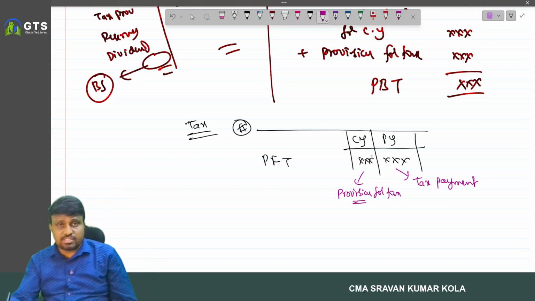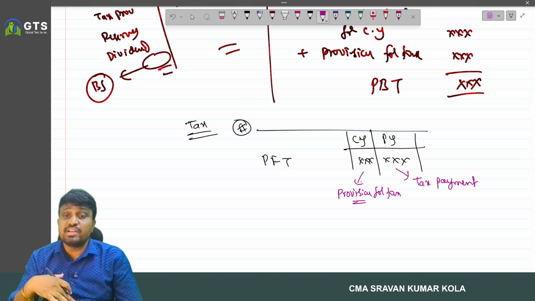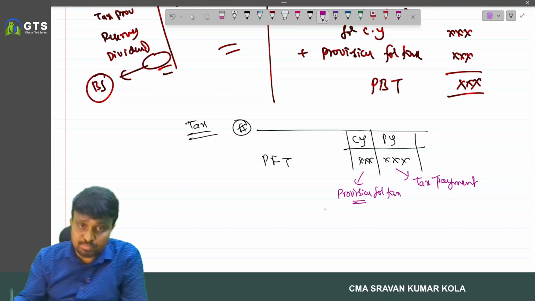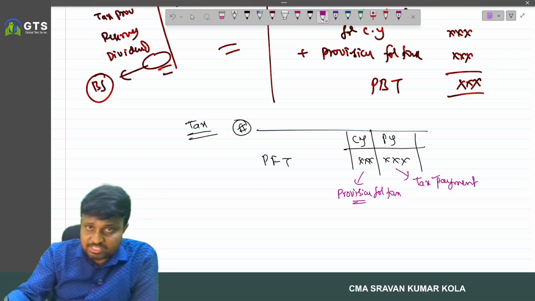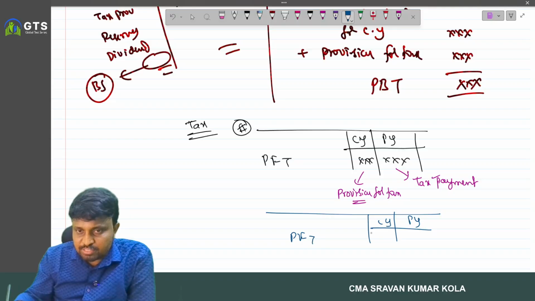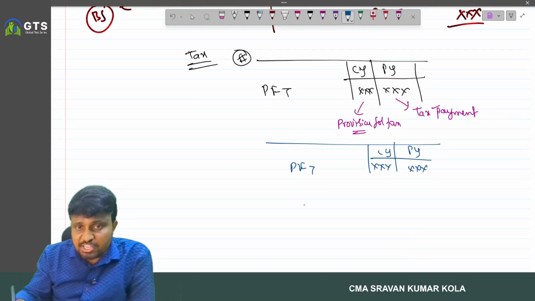This is the current year provision. Current year amount is treated as current year provision. Last year amount we generally paid in the current year only. That is treated as tax payment. For example, if the current year and previous year data and provision for tax were given, along with that, some additional points.